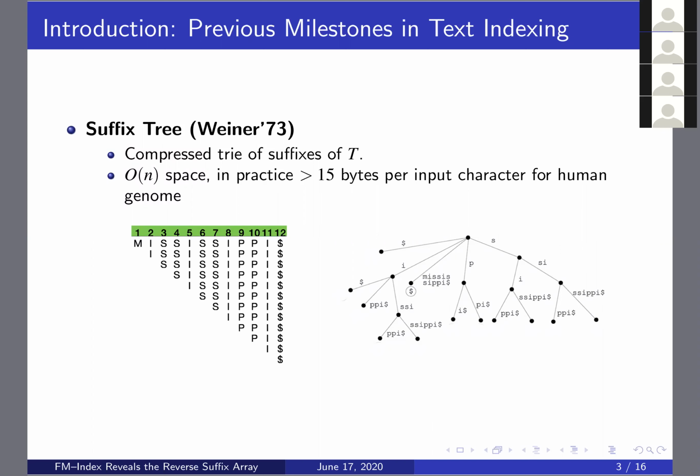Although it's linear space in theory, an O(n) data structure, in practice the hidden constant is around 15 to 20, which means if you index 1 gigabyte of text with the suffix tree, most probably you will have 15 to 20 gigabytes. So this was a huge cost.